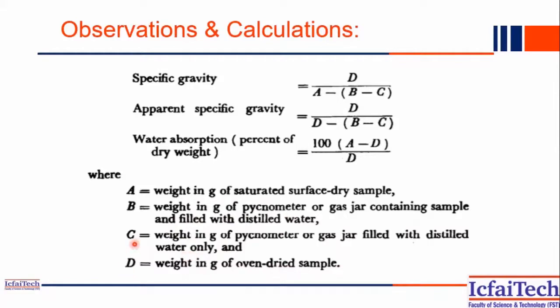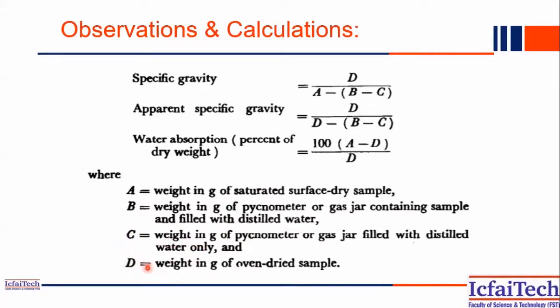What we have to do is, first we will take the saturated surface dry sample, and then we fill this aggregate into the pycnometer, and the remaining portion of the pycnometer we fill with water, and that will be our second measurement B. And for C, now we'll remove all the aggregates from the pycnometer, and only water will fill the entire pycnometer, that will be our reading C.